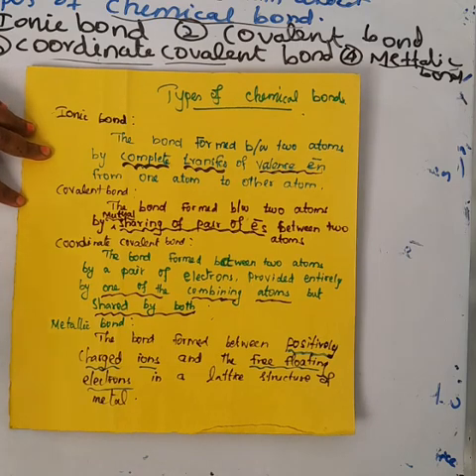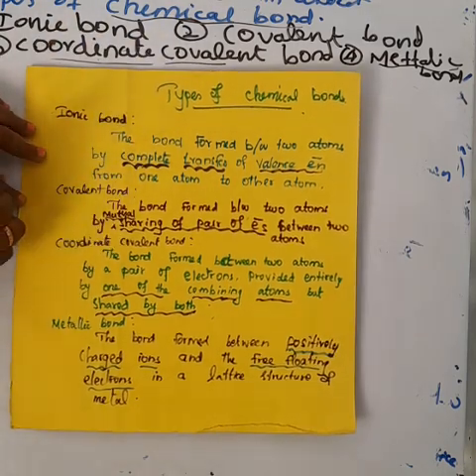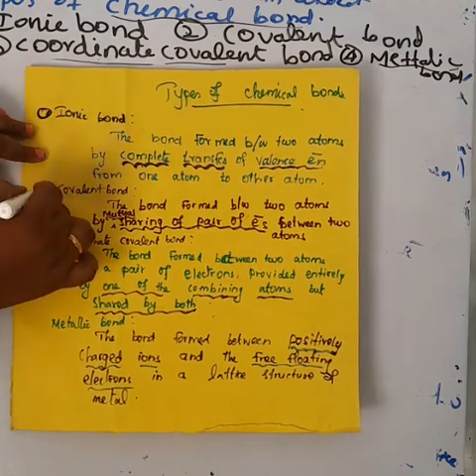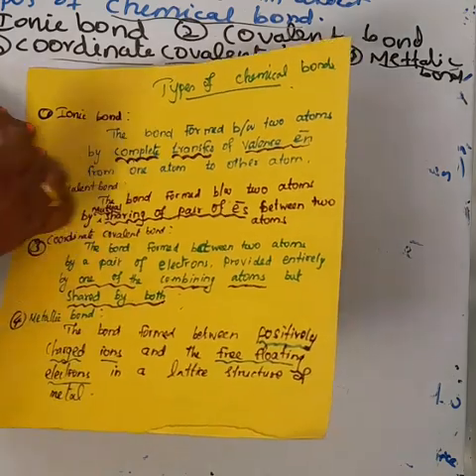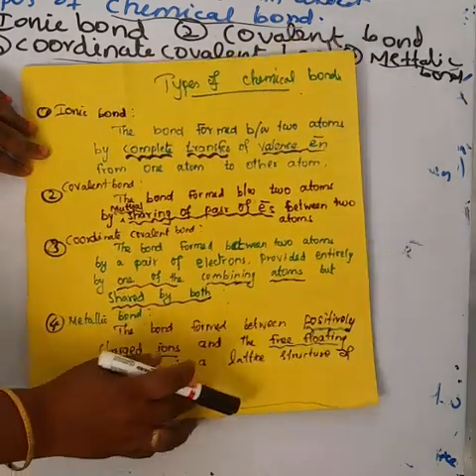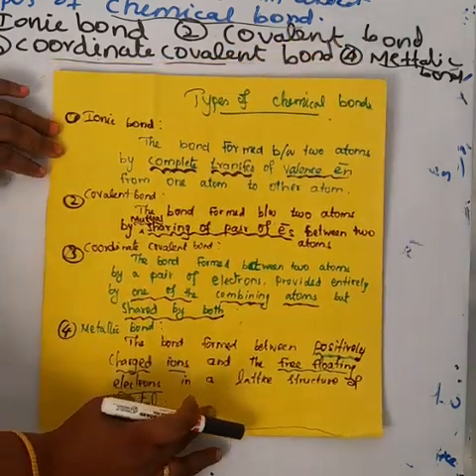There are 4 types of chemical bond. You know what the types are? Ionic bond, covalent bond, coordinate covalent bond, and then metallic bond.